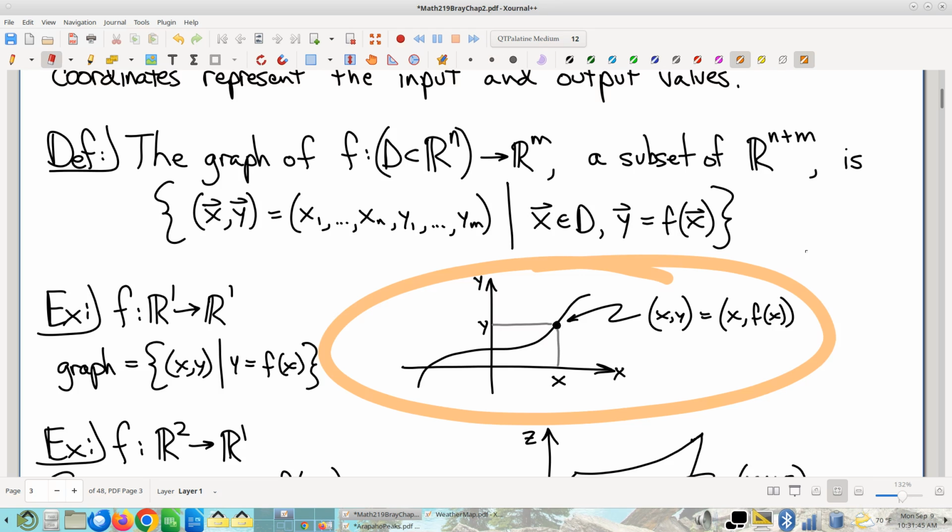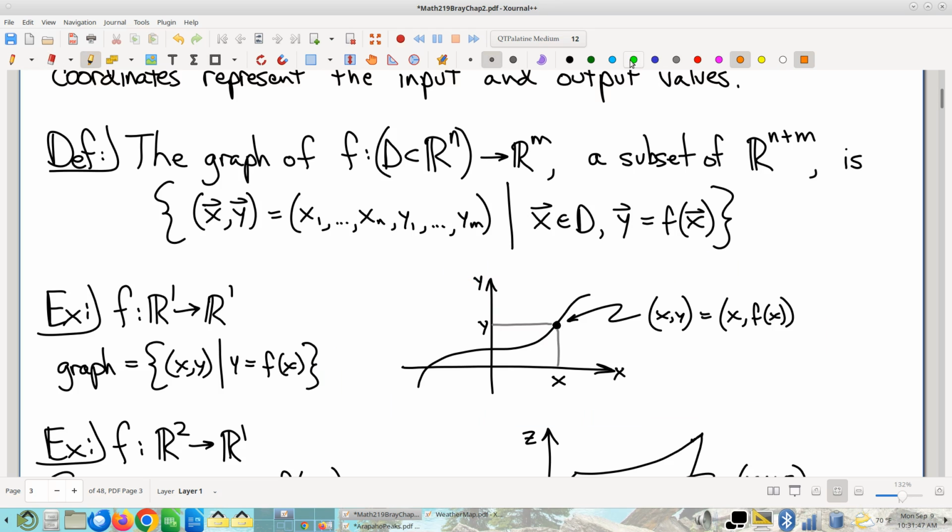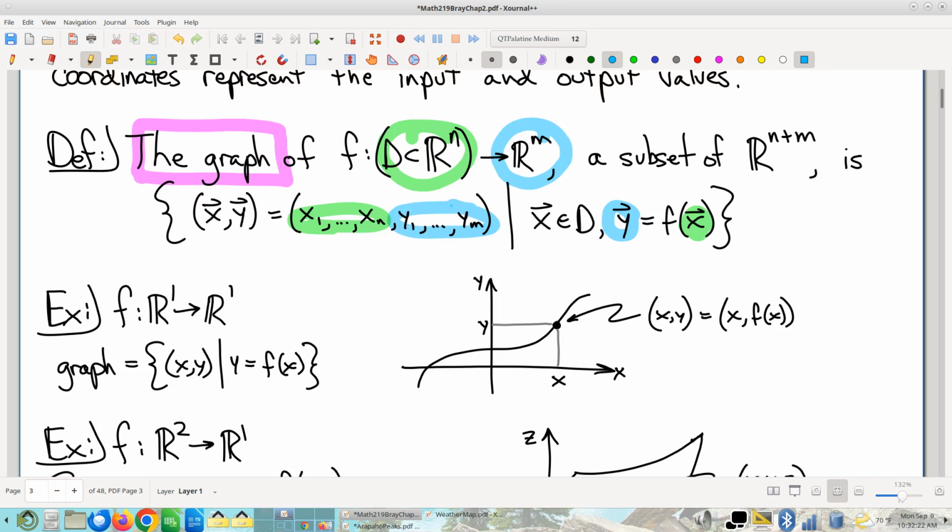So let's be really careful about this, though. The idea of a graph of a function says we're going to do the following. We're going to look at all of the possible input values, which I'm going to call x, so maybe x1 through xn. We're going to look at the corresponding output values. I'm going to call those y. Those are the output values that land in our m. And therefore, of course, there are m such coordinates.